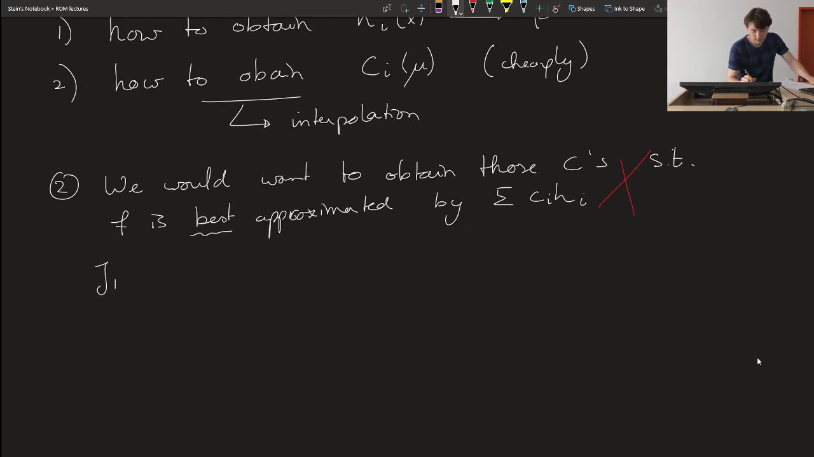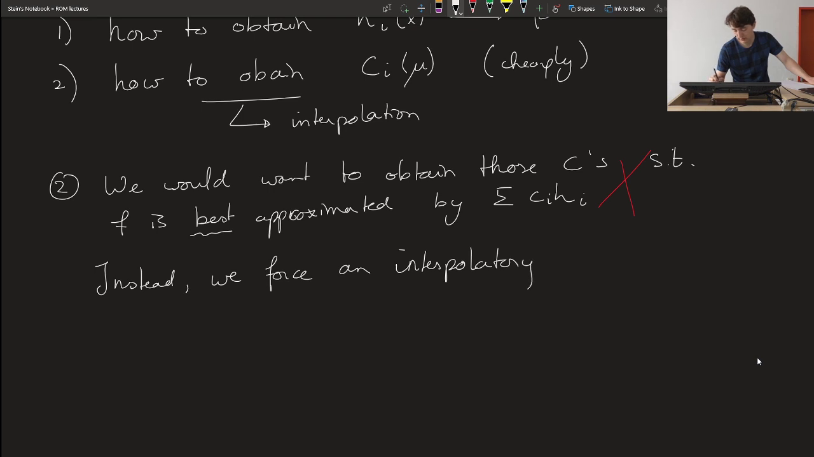So instead, we force an interpolatory property on our basis Hi, which are functions of space.